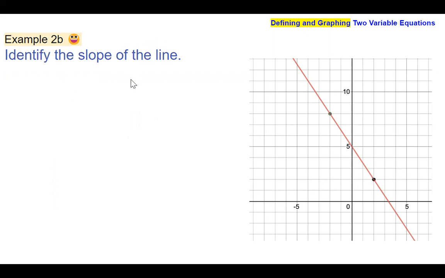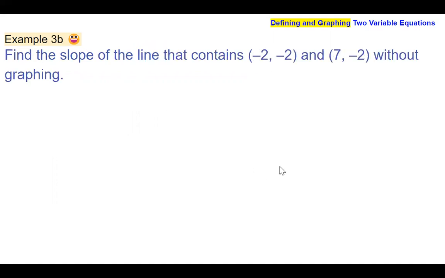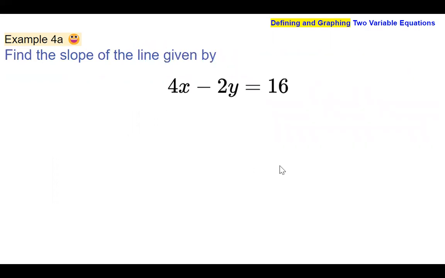Okay, let's go on to our equations now. We can identify the slope from the equations that are given. Now, we already have this. Let's go on to our next example, 4A. This one says, find the slope of the line given by 4x minus 2y equals 16. Tell your neighbor, what form is this equation written in?